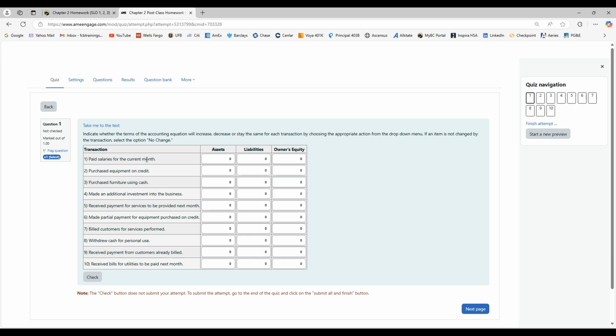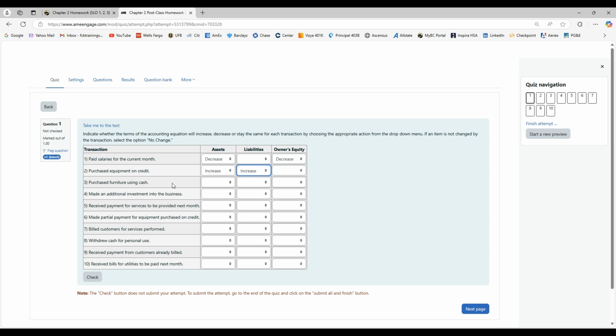And if we're going to be paying salaries for the current month, we're going to see a cash decrease, so that will be assets decreasing, and we'll see a salaries expense, which will reduce owner's equity, so decrease there. Purchasing equipment on credit will cause an increase to our assets for the equipment and an increase to our liabilities for the amount that we owe as we're buying this on credit. So it'll be paid in the future, in essence, not paid with cash at the time of purchase.